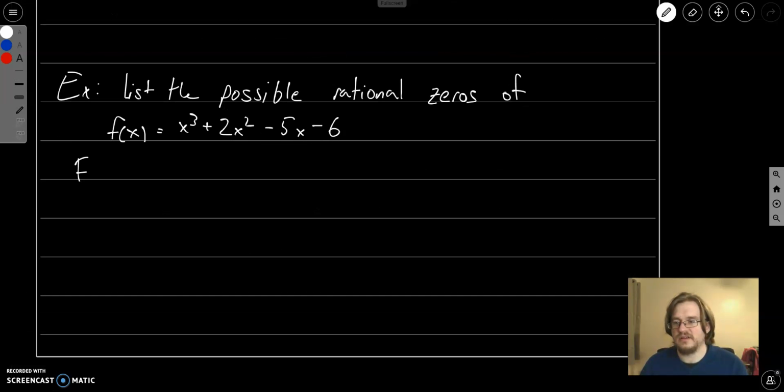So, all of the factors of negative 6, looking at all the whole numbers, all of the integers that divide negative 6.